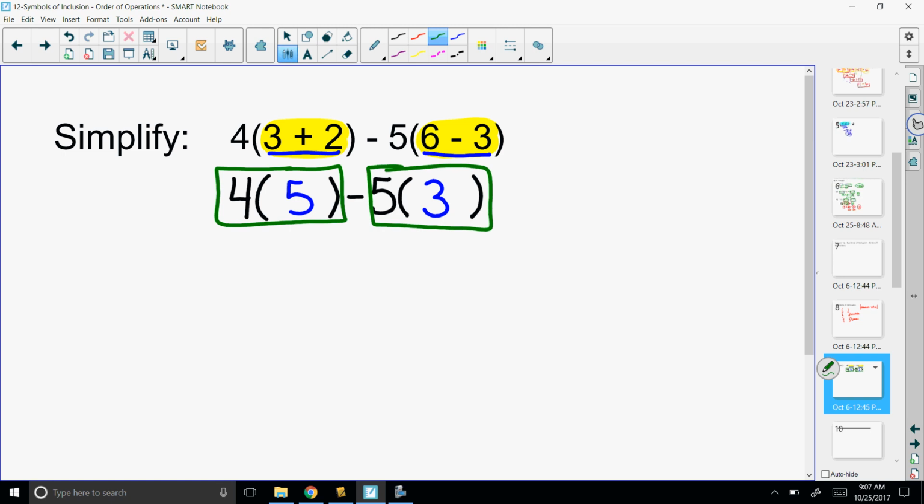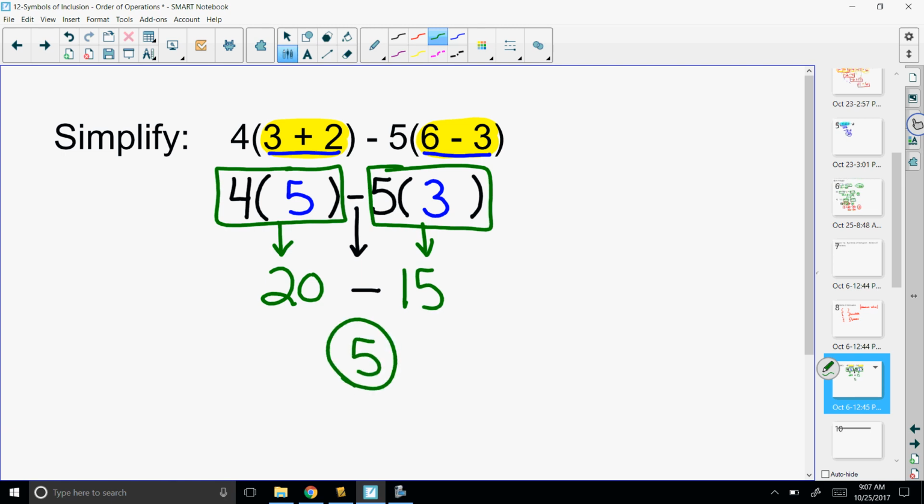Some of you may see that as negative 5 times 3. That's okay. You're still going to get to the same value. If you do not, you're going to bring down this minus sign. And then I look, what is 4 times 5? 20. What is 5 times 3? 15. So your answer is 5. Go step by step by step.